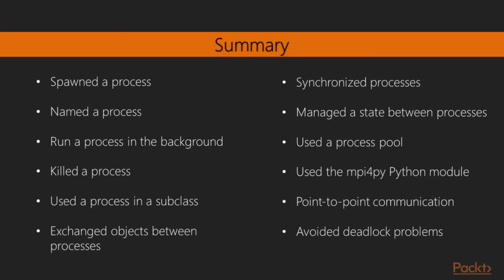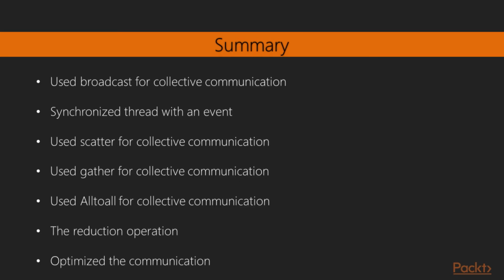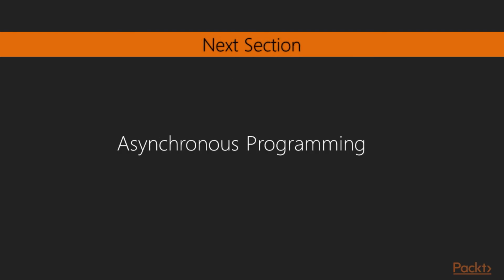We also witnessed how to use a process pool in the MPI4py Python module. Later, we carried out the point-to-point communication and learned how to avoid deadlock problems. Next, we saw the process of collective communication using broadcast, scatter, gather, and all-to-all function. Also, we saw the reduction operation and the optimization of communication. In our next section, we learn asynchronous programming.